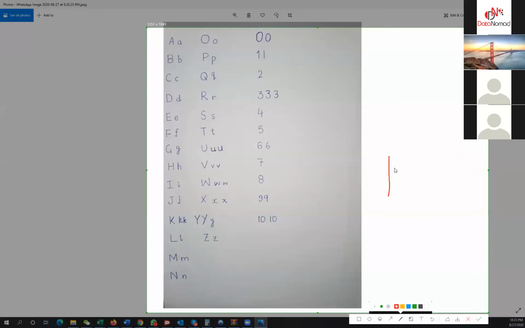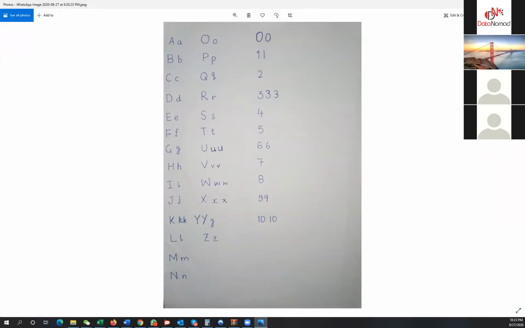For example, for capital K, these two lines are at the same level as the main line, right? But for the small k, it's not at the same level. So this is a good way to separate the K.